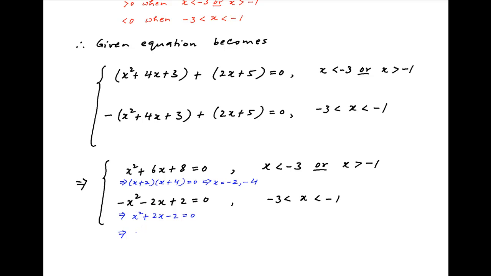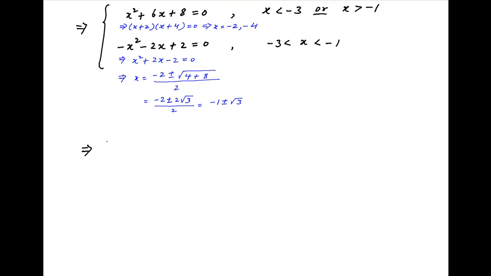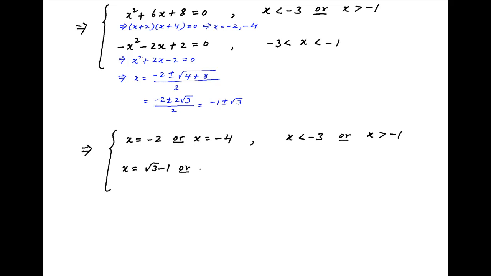And in the second case, solving the quadratic for x, we get (-2 ± √(4 + 8))/2, which is equal to (-2 ± 2√3)/2, which is equal to -1 ± √3. Therefore, the solutions for x are x = -2 and x = -4 in the first case, when x should be less than -3 or greater than -1. And in the second case, when x lies between -3 and -1, the possible solutions are x = √3 - 1 and x = -1 - √3.